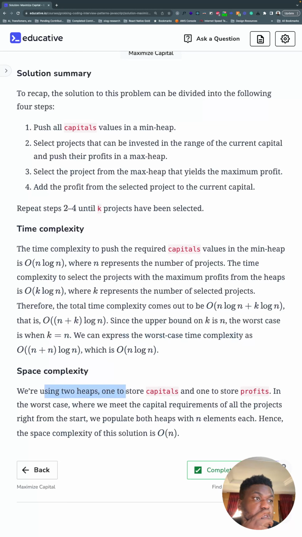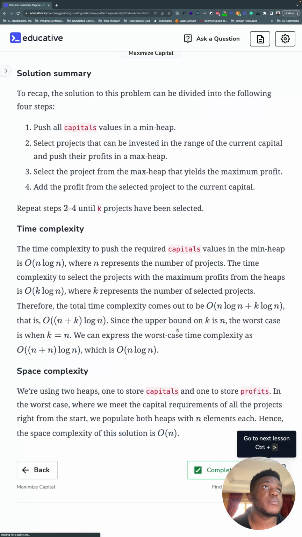And then we're using 2 heaps to store the capitals, 1 to store profits. In the worst case, we populate the heaps with n elements each. So the space complexity is O of n. Okay. So the space requirements grow linearly in tandem with the number of entries we have. And that's all there is to this problem.